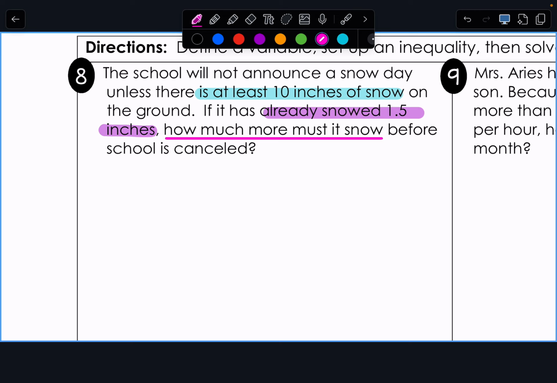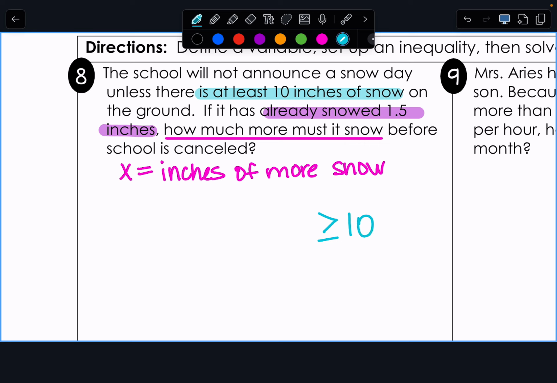Can you stop? Thanks. What is it that we are looking for? What do we not know? So how many inches of more snow, right? Now, we know we need at least 10. What does at least 10 mean? Greater than or equal to 10.